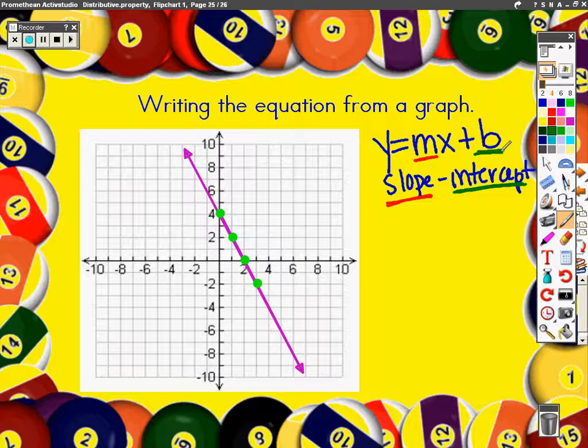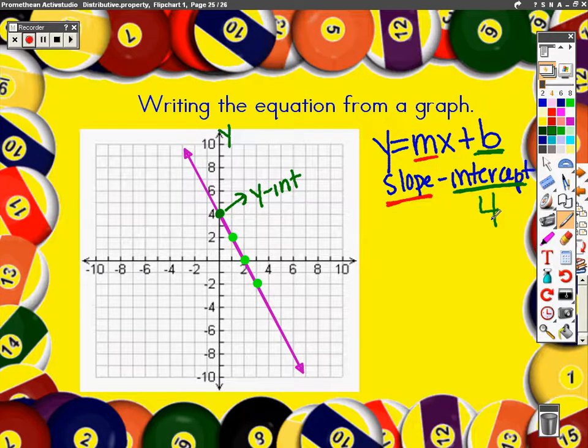If I look at my graph, here's the y. See this point right here where my graph intersects the y-axis? We call this the y-intercept. So let's see. I already know one thing. My y-intercept is 4. Next, I need to find my slope.